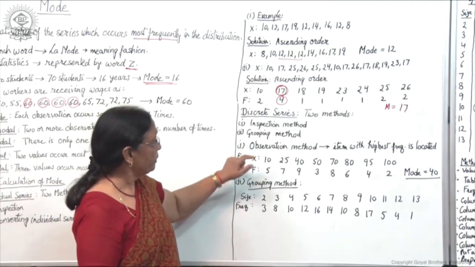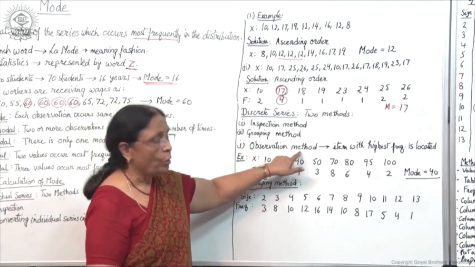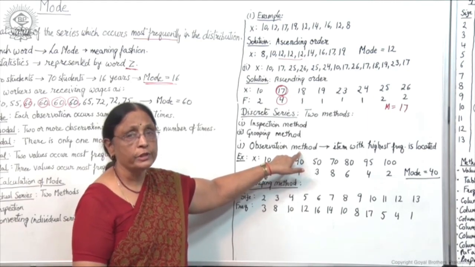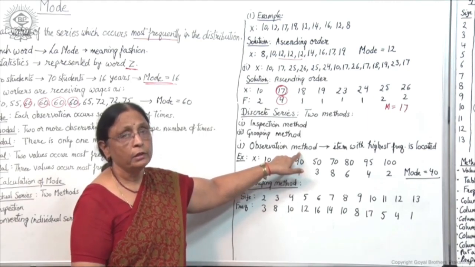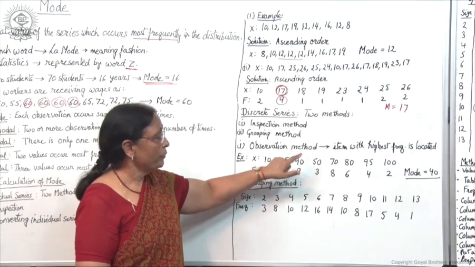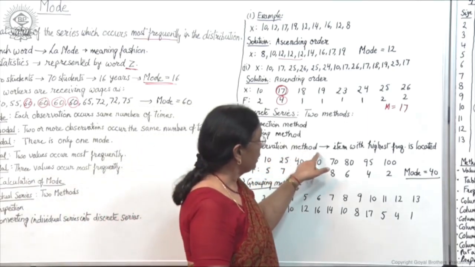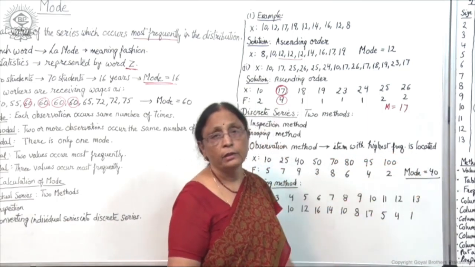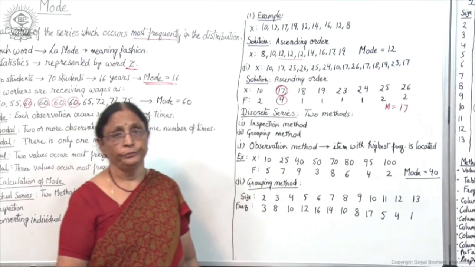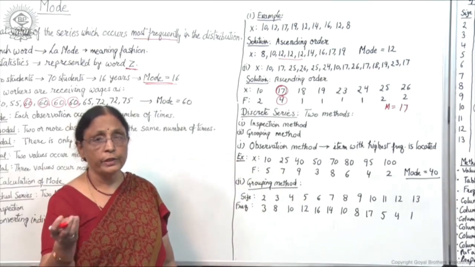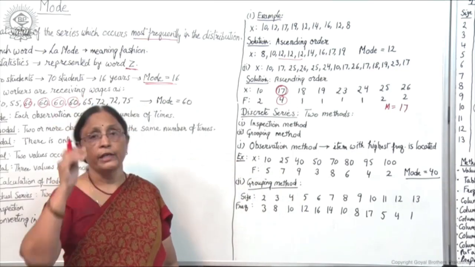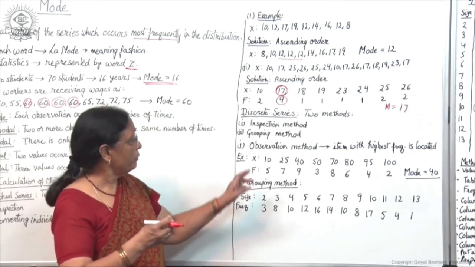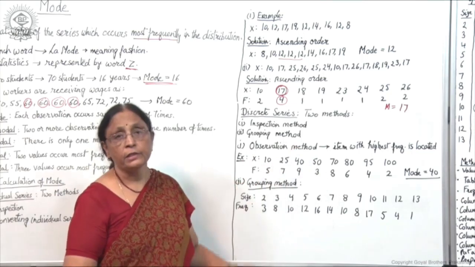First, the inspection method. This is also known as the observation method, because you are finding out the mode just by observing the figures, observing the series. Item with highest frequency is located and this is called the mode. So you observe the series, locate the item which has the highest frequency, and whatever is given in front of that in the item column, that is the mode.